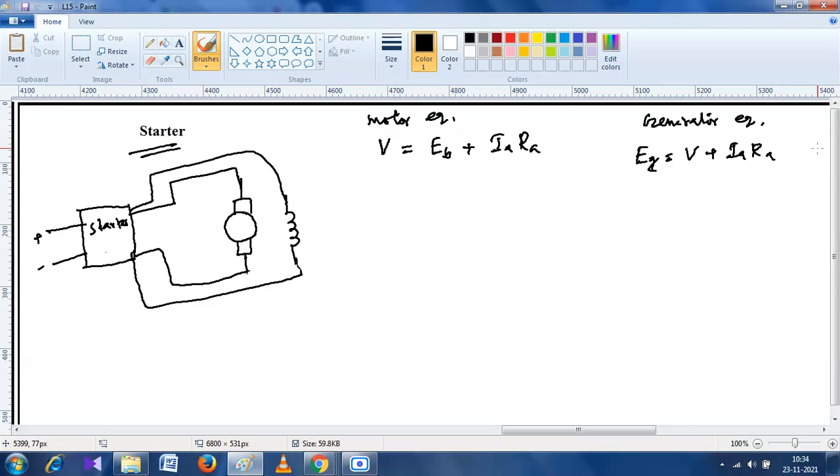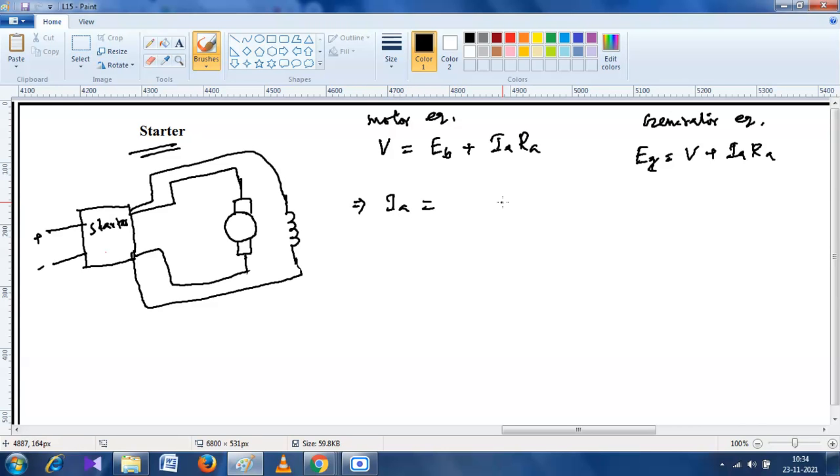So motor equation: V equals Eb plus IaRa. Good. And the generator equation: Eg equals V plus IaRa. This is the equation of generator, and V is equal to Eb plus IaRa. This is the equation of a motor. So from the motor equation, calculate the value of Ia. Tell me what is the value.